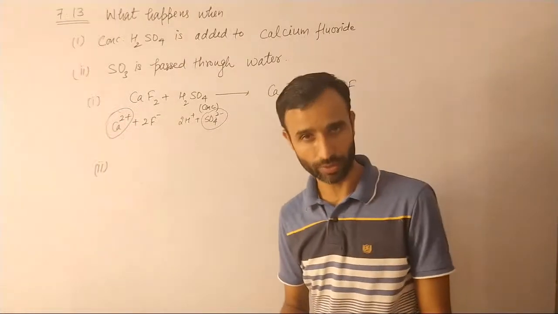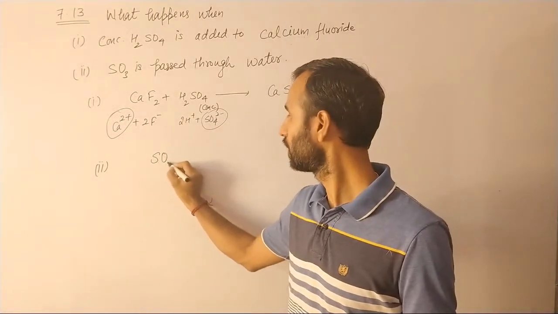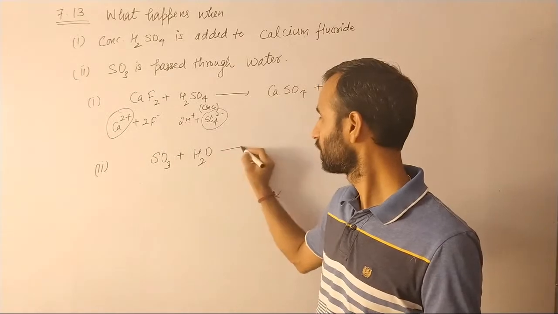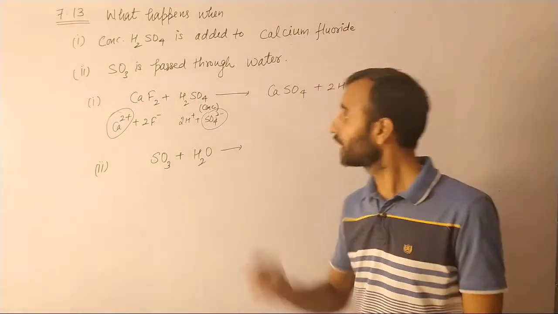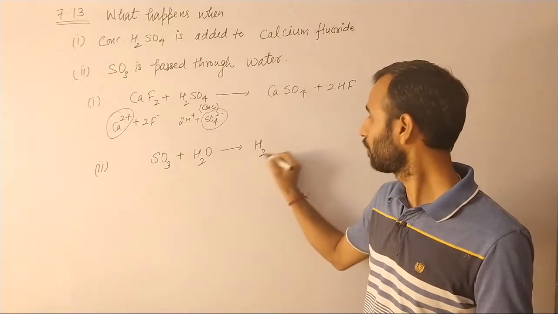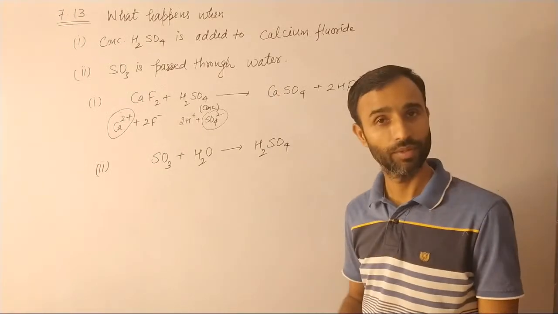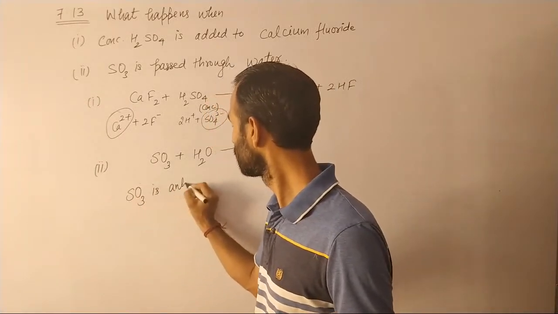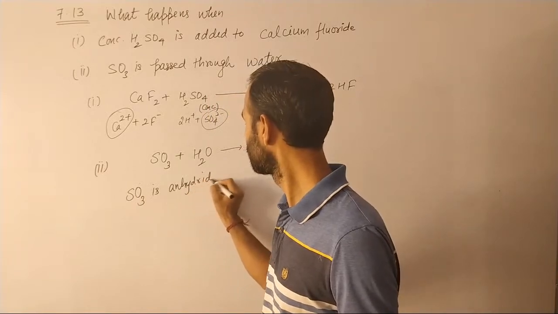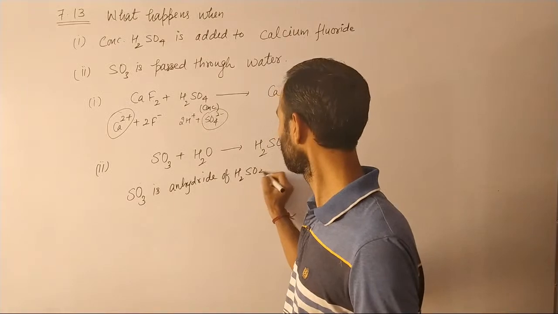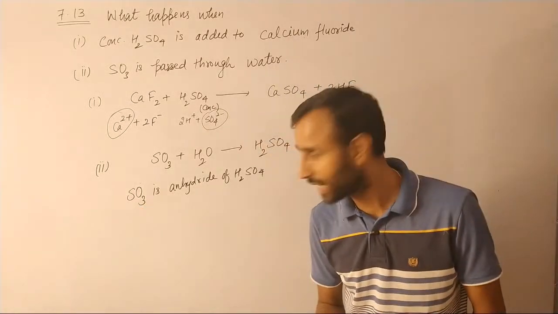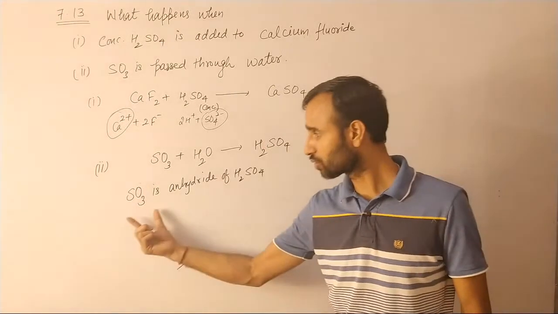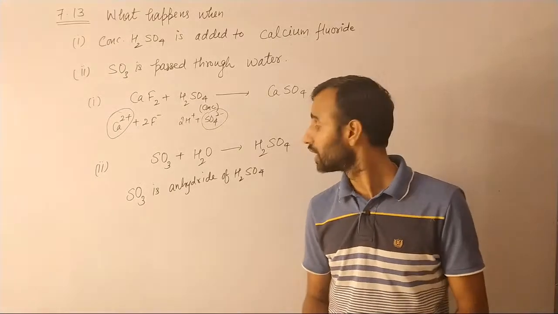Next, the second part is SO3 is passed through water. So you know SO3 is the anhydride of H2SO4. When SO3 is passed through water, it will give H2SO4. So we call SO3 the anhydride of H2SO4. What does it mean? That when water is added to SO3, it will give H2SO4. So that's why SO3 is called the anhydride of H2SO4.